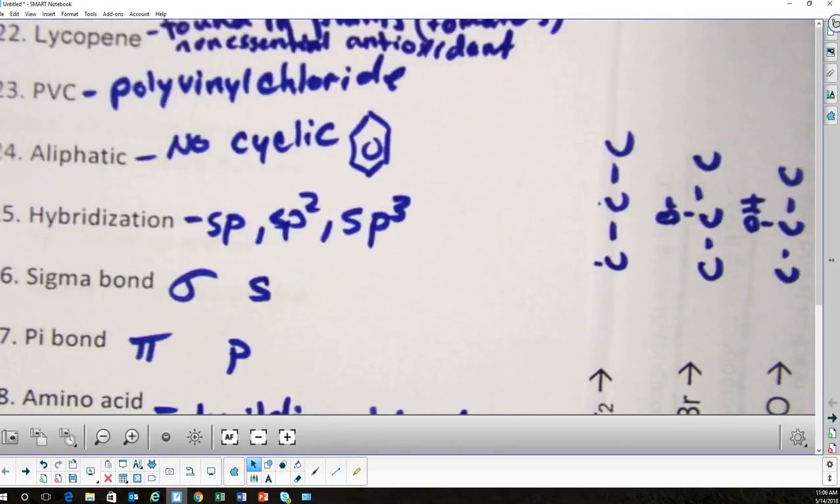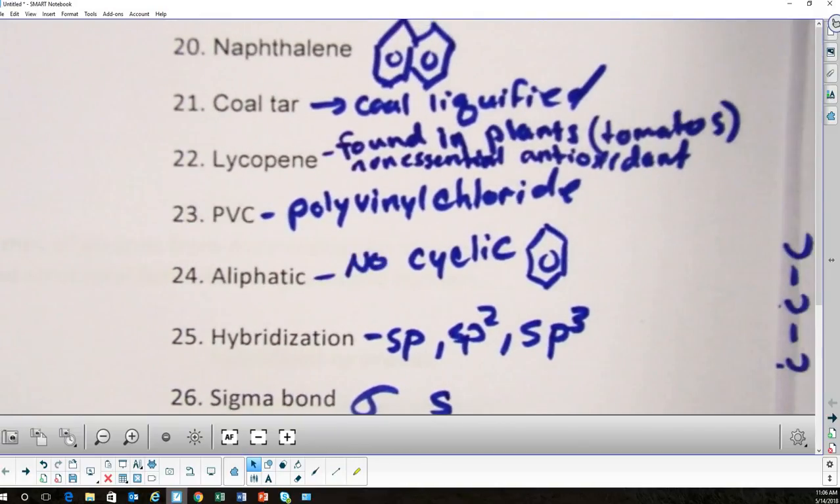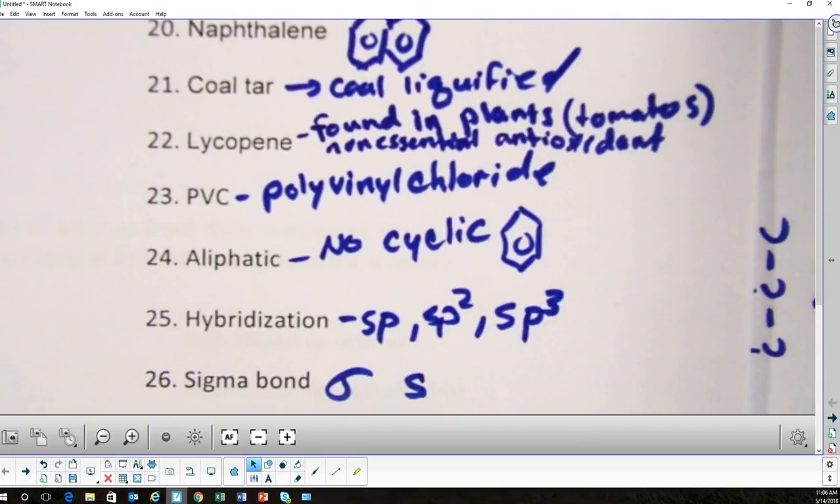Coal tar, this is from last period, I just didn't want to write it in. Coal tar is basically just liquefied coal. Aliphatic means it has no cyclic benzenes. Okay, so you can have cyclics of other kinds, but it doesn't have a benzene. So if it's aliphatic, then it's not got a benzene. If it's aromatic, it will have a benzene. Okay, so there's different there.